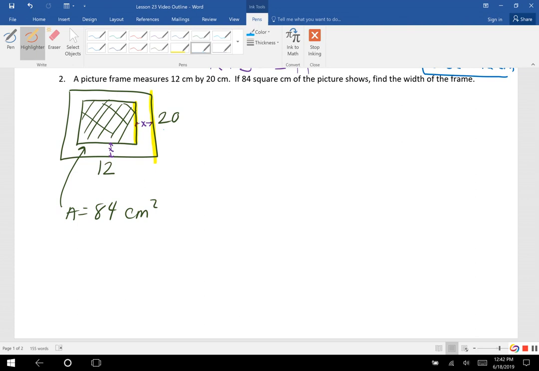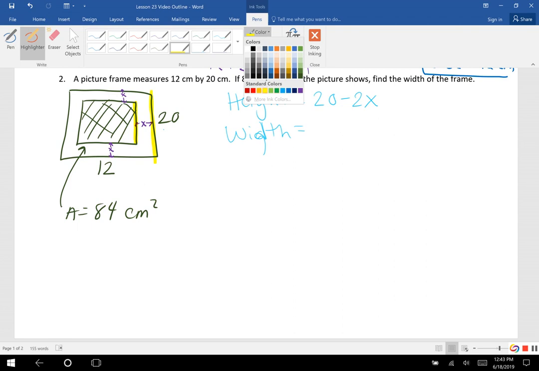Well, again, the width of the frame is x, so along all 4 sides. So that means if that longer yellow line is 20, the actual height of my picture would have to be 20 minus 2x. 1x on the top and 1x on the bottom. It's shorter by 2 widths of the frame. The width of the picture, let's see, would be, let's get another color. So here's the width of the picture.